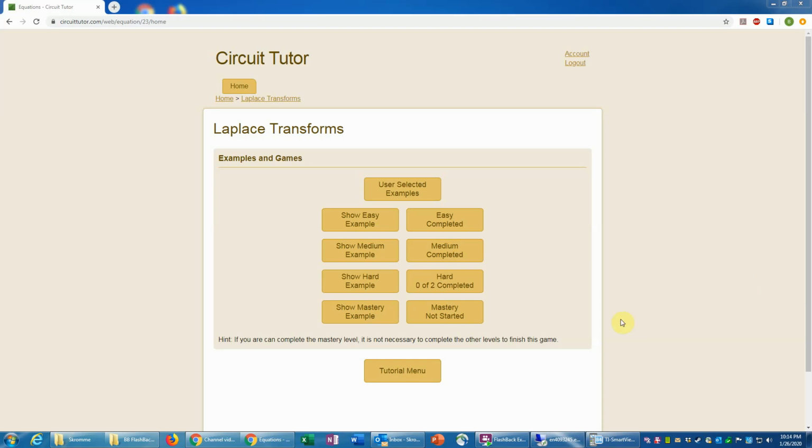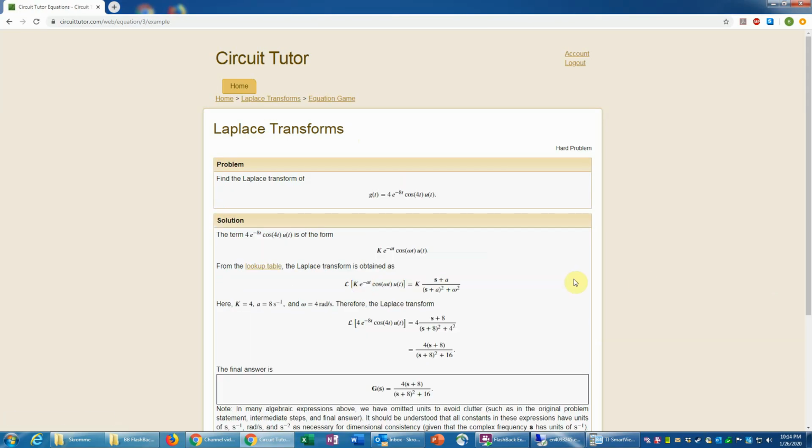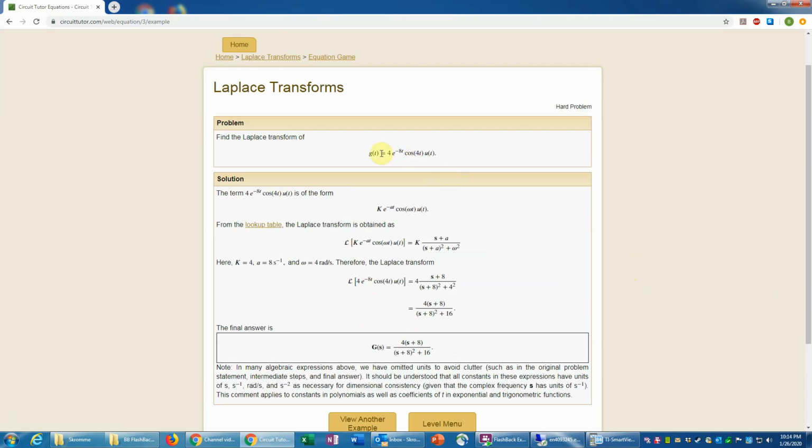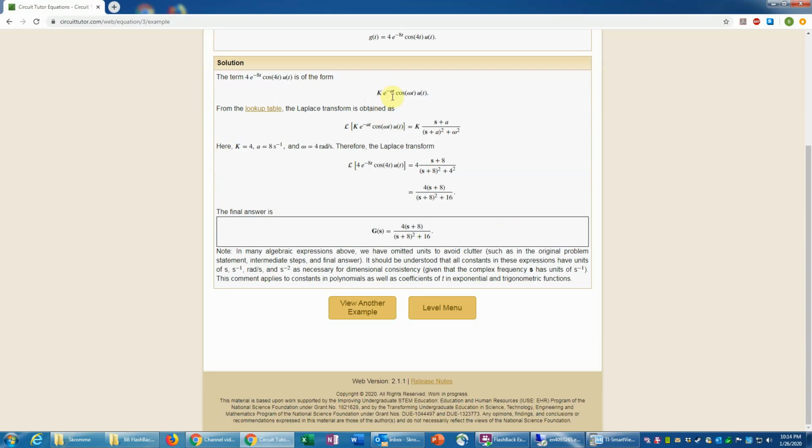This is an example of hard level or level 3 problems in the Laplace Transforms game in Circuit Tutor. So as always, we have examples available at all the different levels of difficulty. We could look at a hard level example, and that would be a problem of this type where we have a constant times a decaying exponential multiplied by a cosine function and the unit step function, and it will then show all the details involved in applying the formula.